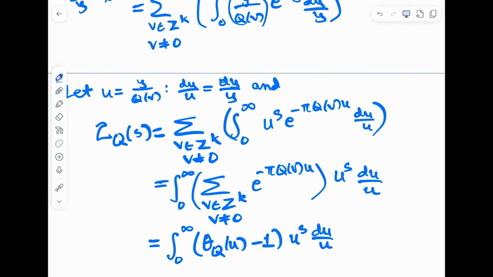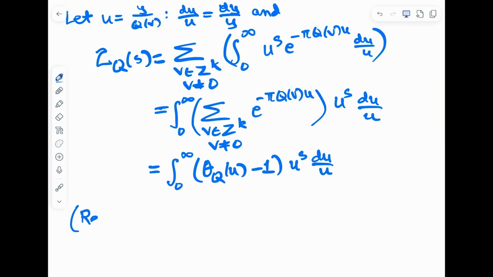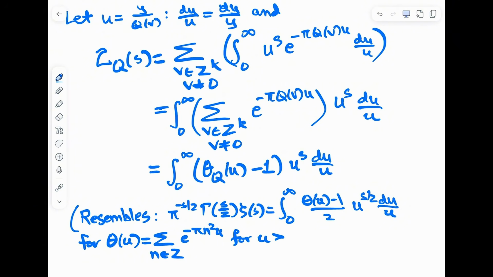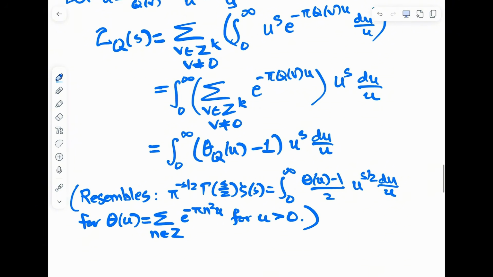So just for a reality check, this resembles the completed zeta function. It was an integral of (theta(u) minus 1) over 2, u to the s halves, du over u, where theta was the sum over all integers of e to the minus pi n squared u. Okay, so it looks very similar, right?